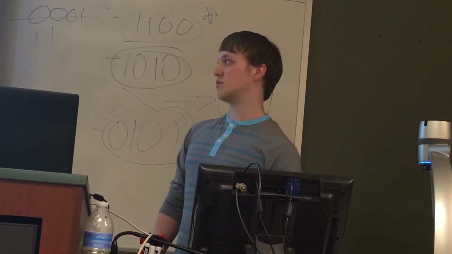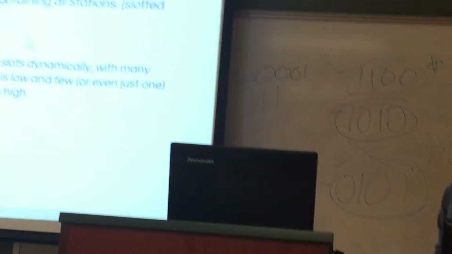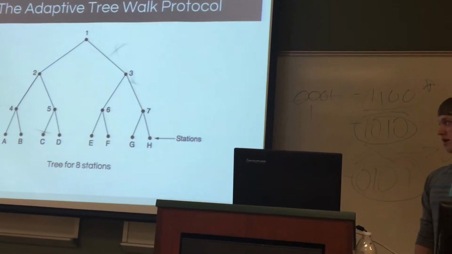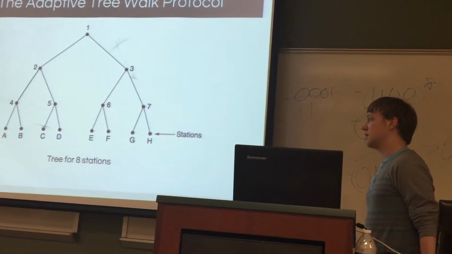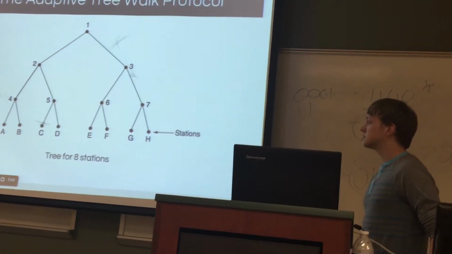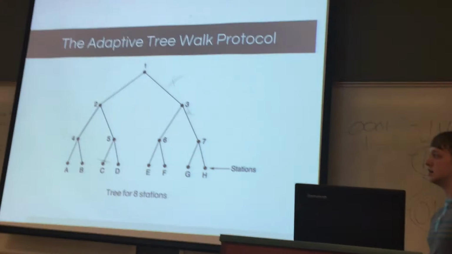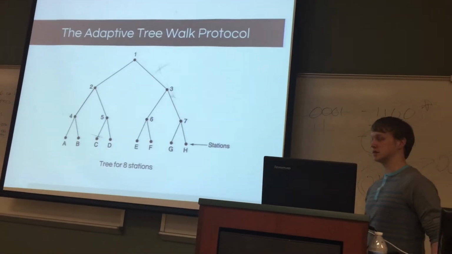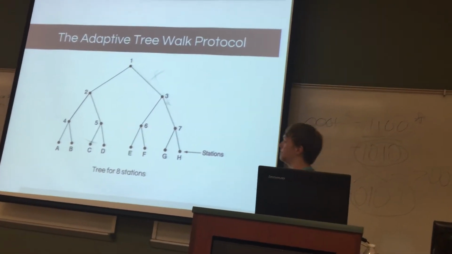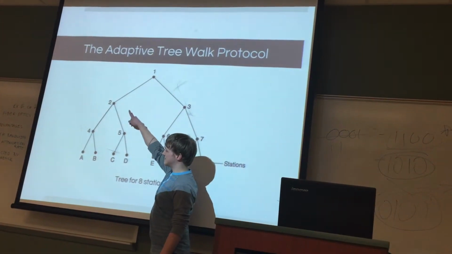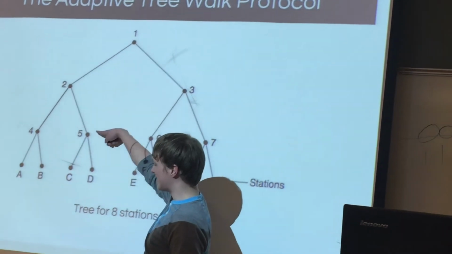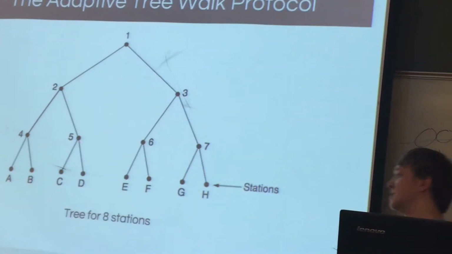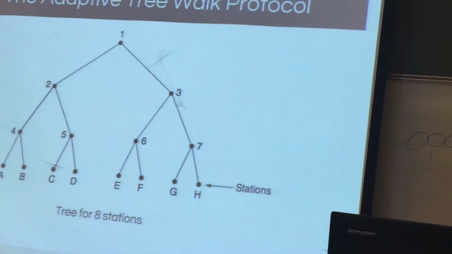So what we need is a method that assigns stations to slots dynamically, with many stations per slot, or even just 1 station per slot when the load is high. And you do that with a binary tree. An example is that stations at the bottom, C, E, F, and H are competing for slot 0. What you would do is go through the binary tree with a depth-first search. If you don't remember how that works, you go from 1 to 2 to 4 to A to B to 5 to C to D to 3 to 6 to E to F, 7, G to H. Anyways, C, E, F, and H are all competing for slot 0.